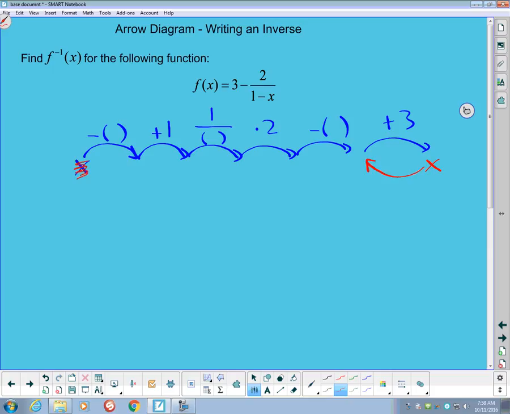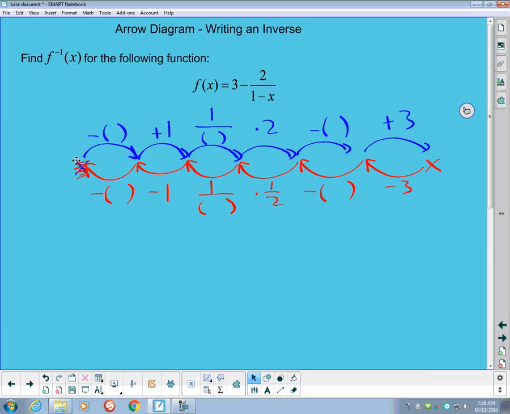So we do inverse operations on the arrows coming back. The inverse of adding 3 is subtracting 3. The inverse of changing a sign is changing a sign. The inverse of multiplying by 2 is multiplying by 1/2, the multiplicative inverse. The inverse of the reciprocal is the reciprocal. The inverse of adding 1 is subtracting 1, and the inverse of a sign change again is the sign change, and that should get us all the way back down to the other end.